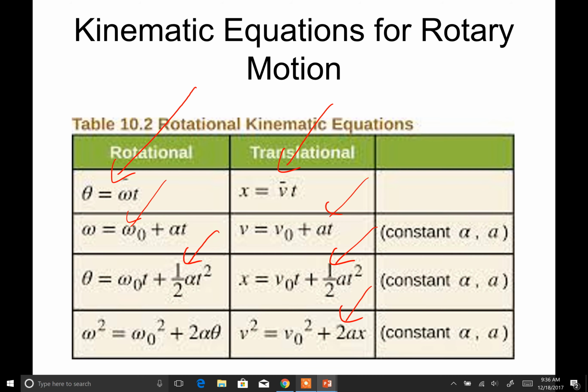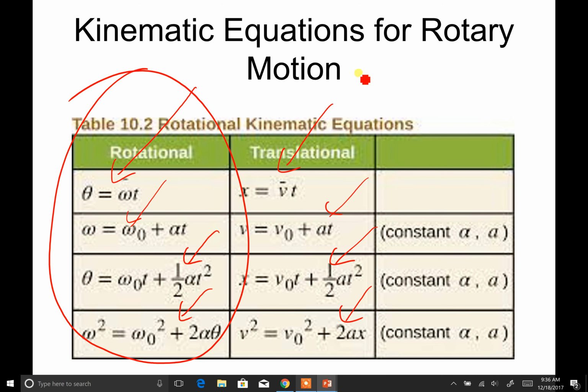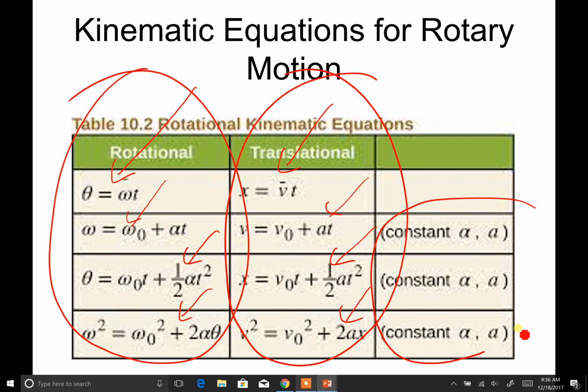And then the final one: here we have the final velocity squared equals the initial velocity squared plus 2 times the acceleration times the displacement. Here we have the final angular velocity squared equals the initial angular velocity squared plus 2 times the angular acceleration times the angular displacement. So there are rotational equivalents to the linear kinematic equations. And remember, at least the bottom 3 assume a constant acceleration.